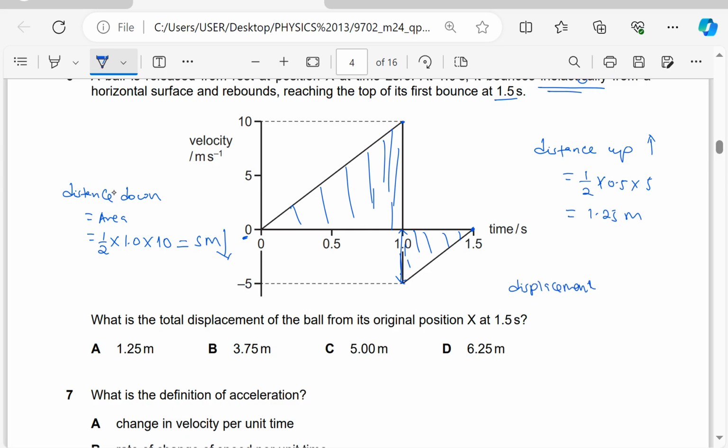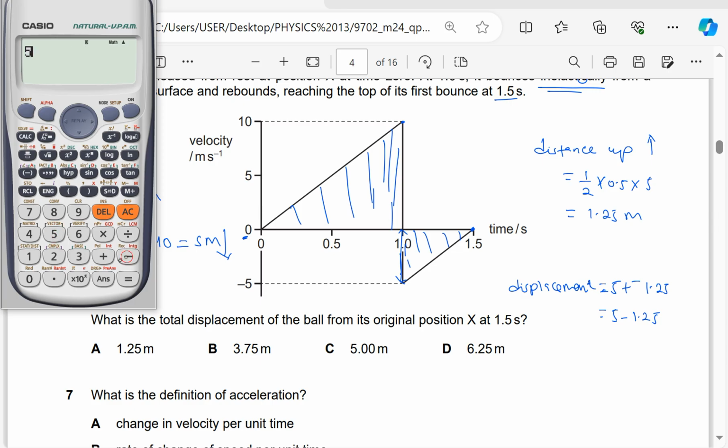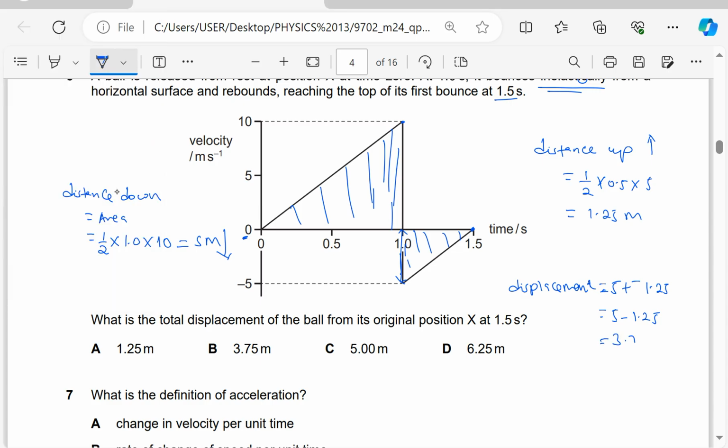So I can say the initial distance downwards is positive, plus distance upwards will be negative. So negative 1.25. In other words, I have 5 minus 1.25. 5 minus the answer, that is 3.75 meters, which makes the answer to be B.